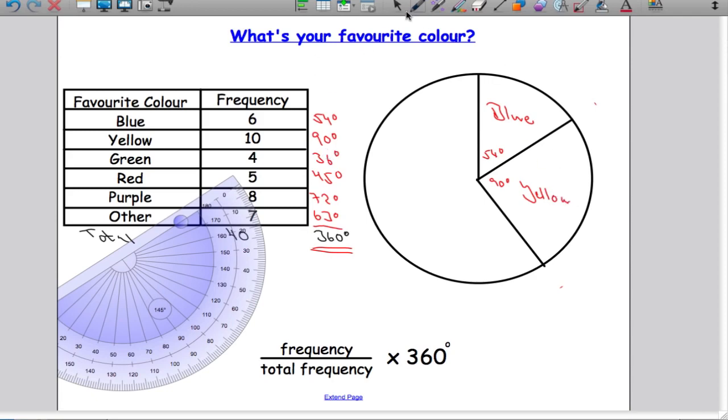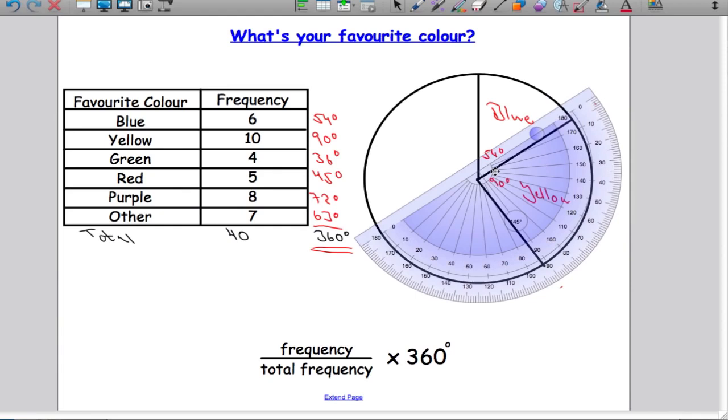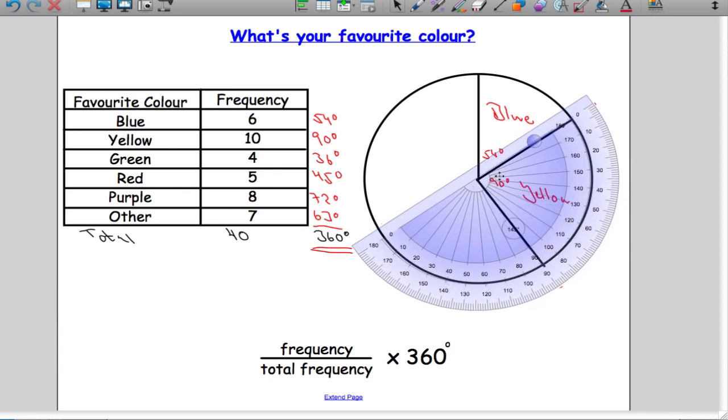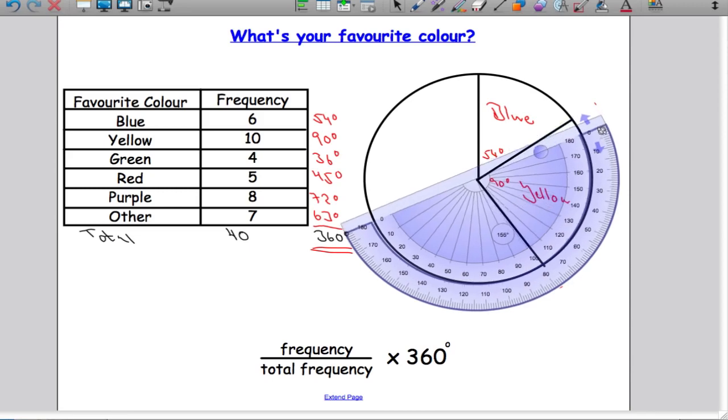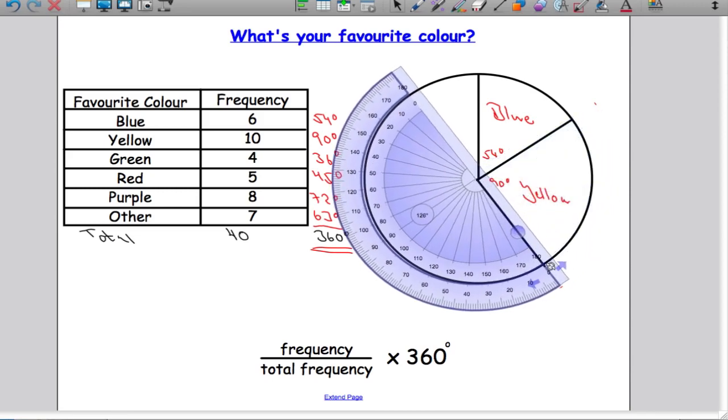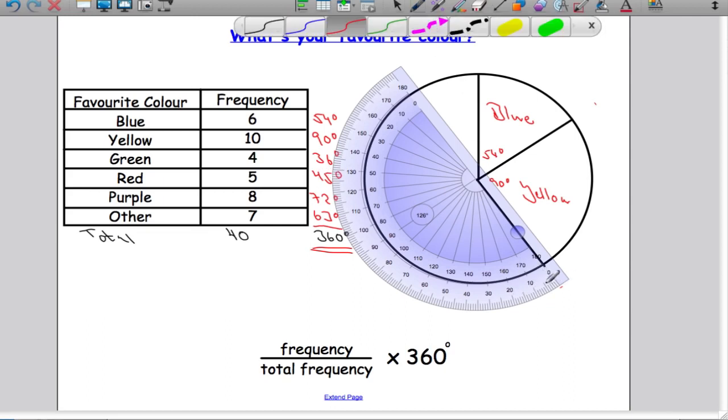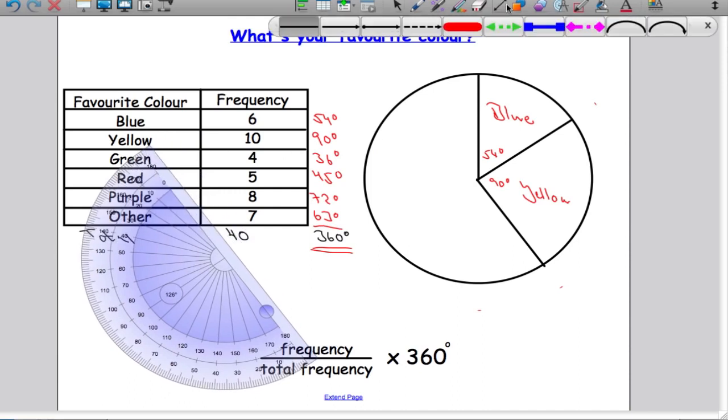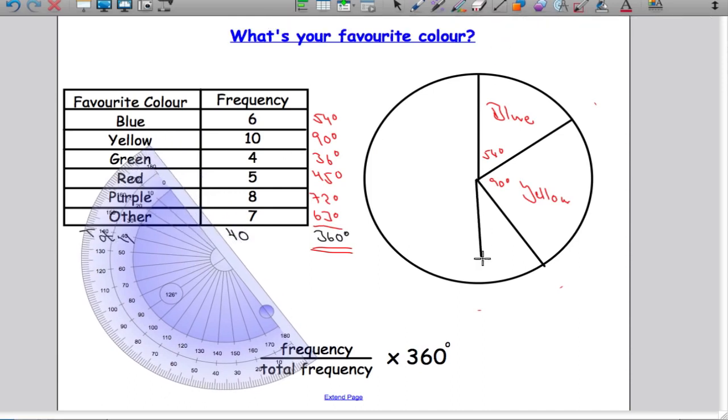Green, 36 degrees. Take your protractor, put it in the center of your pie chart. Move it around so that we're measuring from 0 as always. Measuring from 0, we need 36 degrees, which is right there. Make a little mark and draw in your line. Again, labeling appropriately, 36 degrees, and that is green.